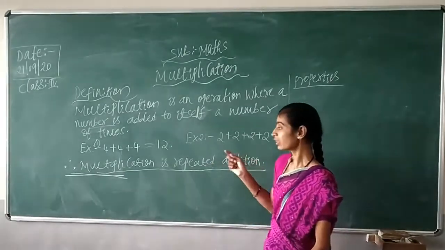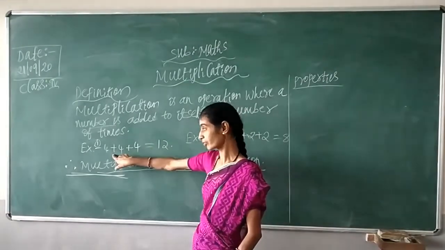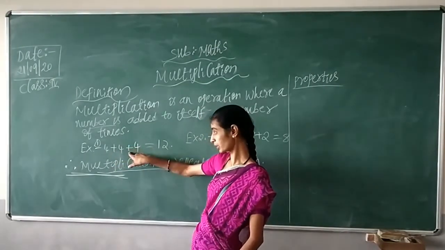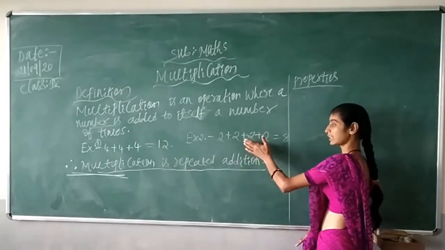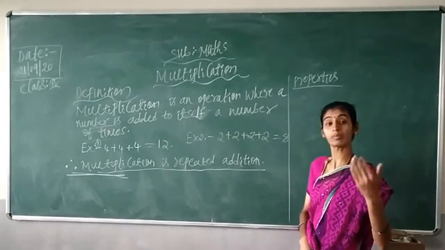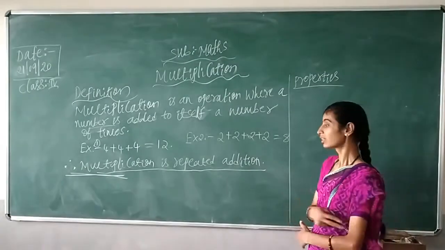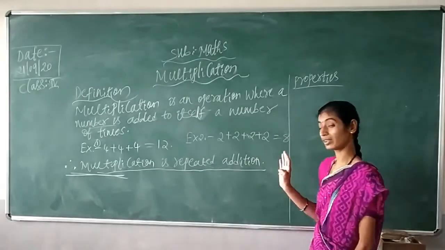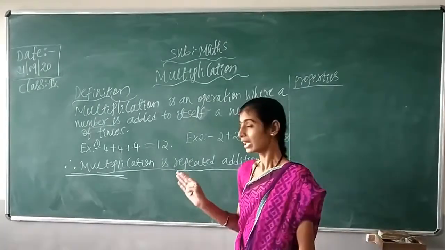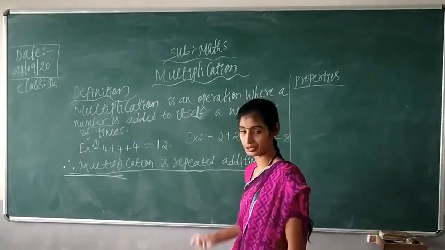Why? Because we are repeating the addition operation. In this example, 1 time, 2 times, 3 times, all the time we are using the same operation. The same operation we are repeating. That's why we say that multiplication is a repeated addition. Okay? I hope this much you have understood.